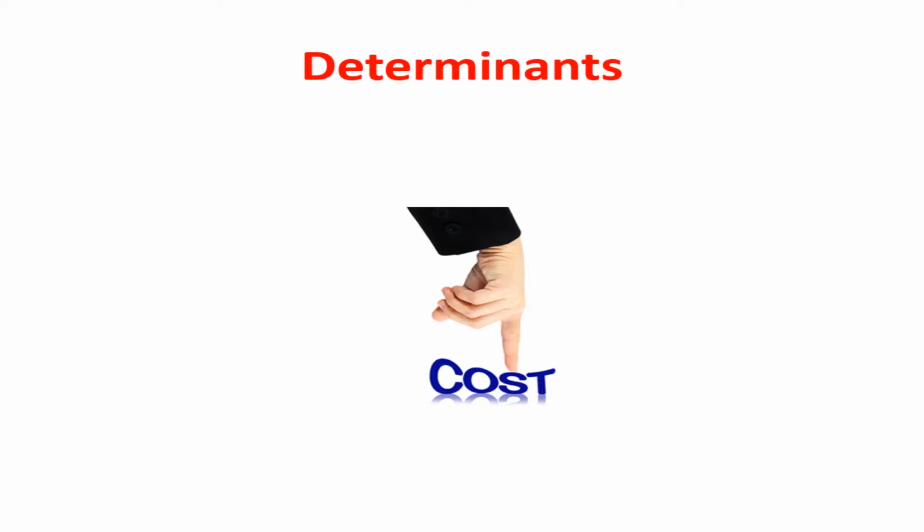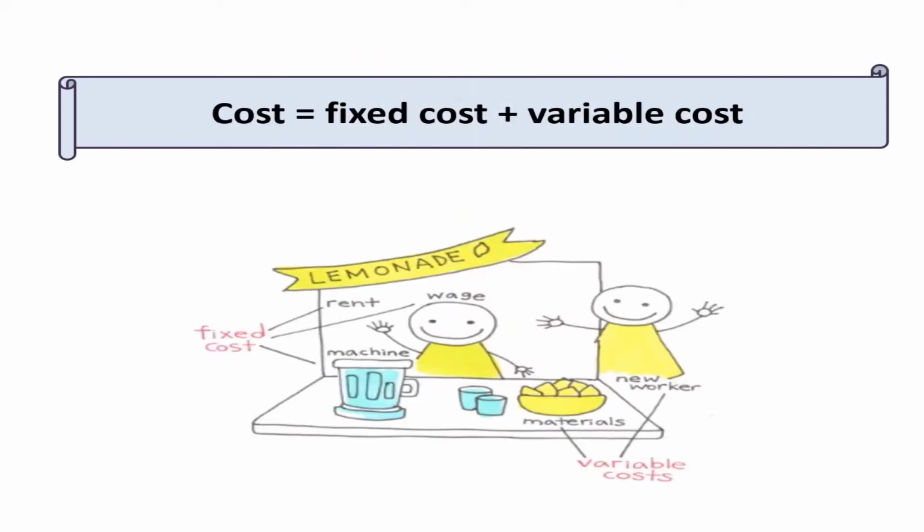Every firm wishes to at least cover its cost. Total cost is the aggregate of fixed and variable cost. Fixed cost is the cost that you incur irrespective of the output. It does not change with the change in the output. For example, the rent of the factory or building you pay is your fixed cost.